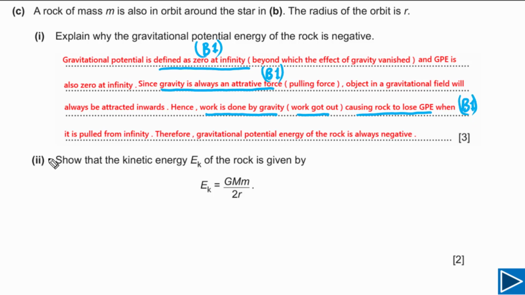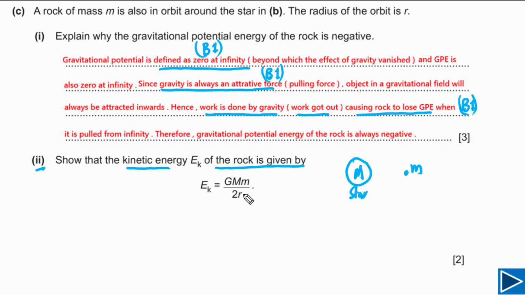The second part, C2, is asking us to show that the kinetic energy of the rock is given by Ek equal to capital G, capital M, small m over 2r. In this case, this is our star and the mass of the star is capital M. The rock is here orbiting around the star and the mass of the rock is small m. Now we need to show that the kinetic energy of the rock is given by this.